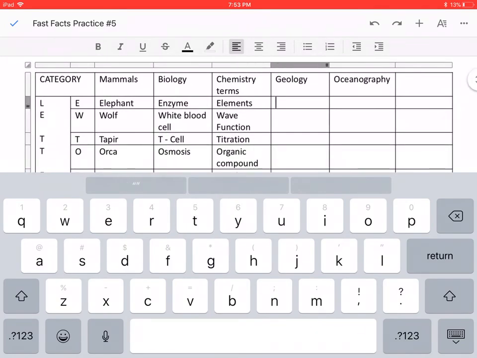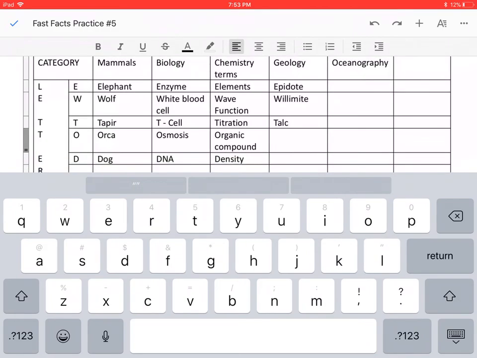Then for geology, we have epidote for E, willemite for W, talc for T, and obsidian for O, and dolomite for D.